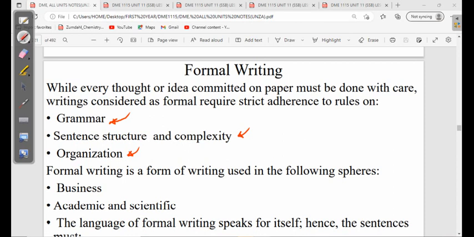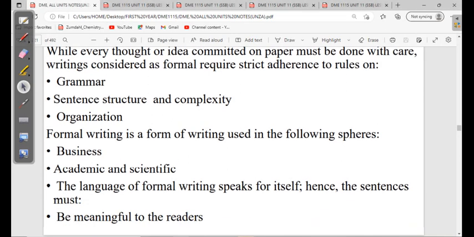When you're writing to a friend, you don't care what language or words you use, that is the structure of the words and the complexity, whether you want to use very big words to make sure that your friend gets impressed. And also how you organize your words. You might repeat one word, you say it again, you repeat the sentence, you say it again. So that is to a friend. But when it comes to formal writing, we need to pay particular attention to everything that we write.